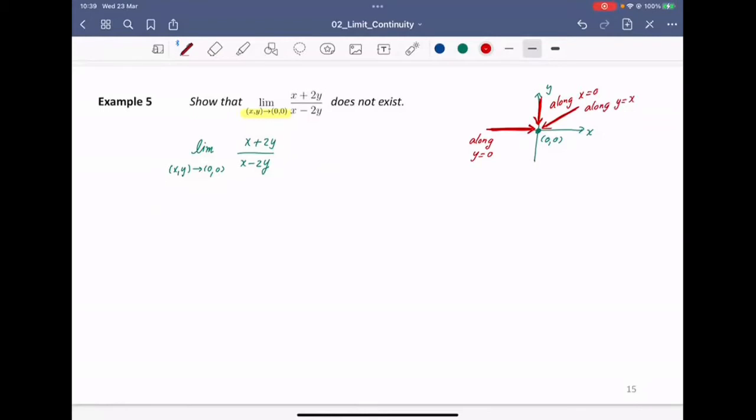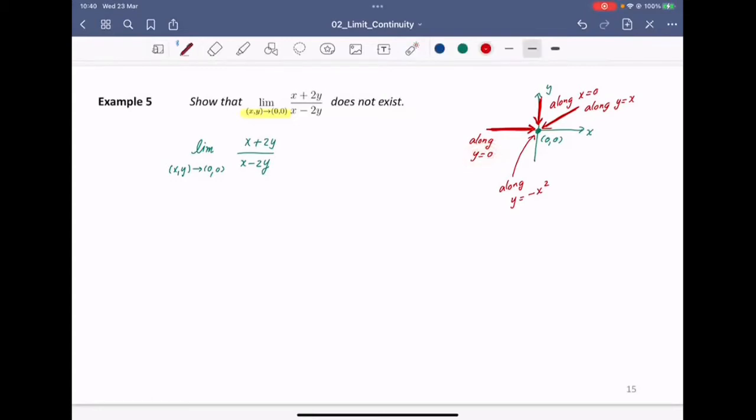You could have any line that approaches (0,0); you can pick anything you want. For those of you who want to challenge yourself, pick something harder: you can come to the point using a parabola, y = -x squared. Fine, you can do it if you want. But to keep it simple, we're going to pick the easy line first, y = 0.